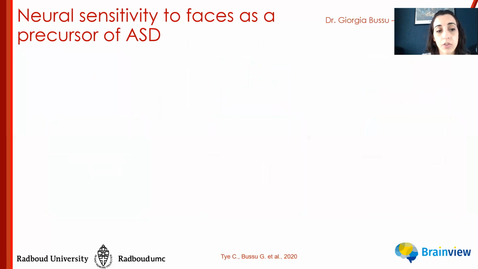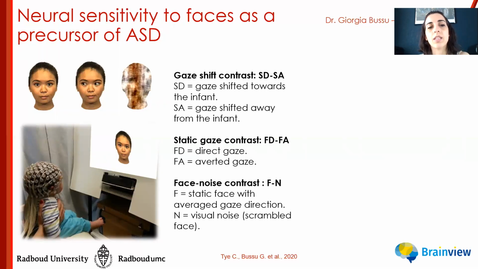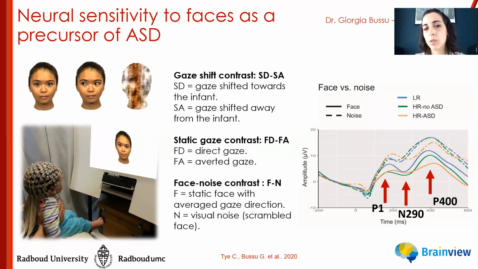Let's first describe the measures that we used. The infant was sitting on the parent's lap looking at the screen, and we showed them faces with direct gaze, averted gaze, and visual noise. That's just a scrambled face in here. Then we had different contrasts: the gaze shift contrast, comparing gaze shifts directed towards versus away from the infant; the static gaze contrast, comparing static faces with direct or averted gaze; and the face-noise contrast, comparing faces with average eye gaze direction to the visual noise. Then we obtained the waveform per condition, and we did that for 145 infants at elevated likelihood for developing ASD.